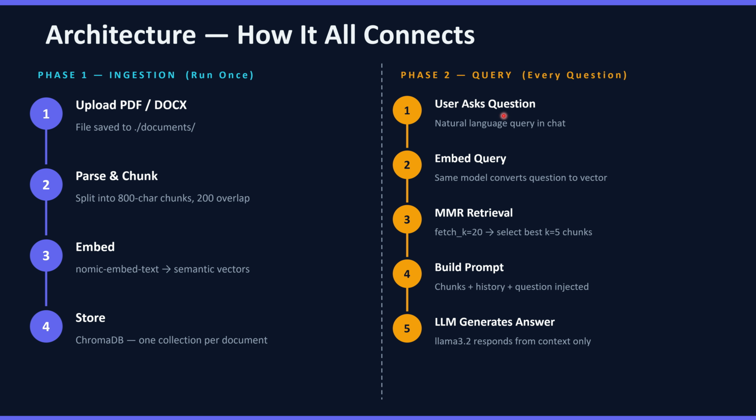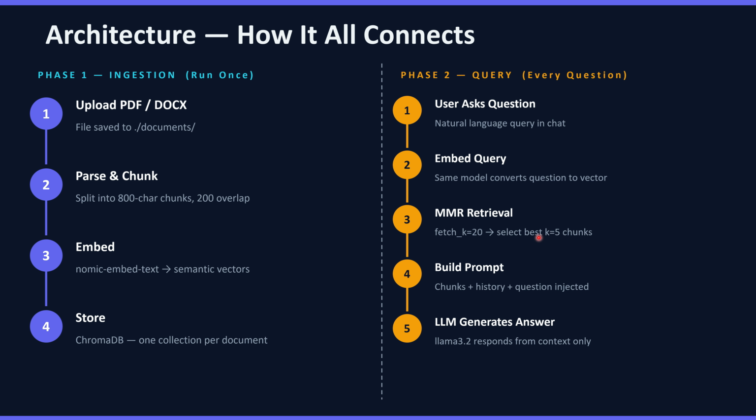Now phase 2. Every time the user asks a question, step 1, the user types a natural language question in the chat interface. Step 2, embed the query. That question is converted to a vector using the same nomic-embed-text model. Same model, this is important. The query vector and document vectors must live in the same semantic space.